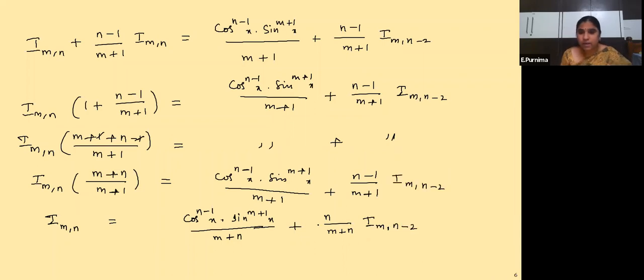I m comma n. Okay. So this is your reduction formula: n minus 1 by m plus n into I m comma n minus 2. So this is your reduction formula for what? Integral of sine to the power of mx into cos to the power of nx dx, for m a positive integer and n greater than or equal to 2. Understood, children? So for that this is the formula. This is a reduction formula.